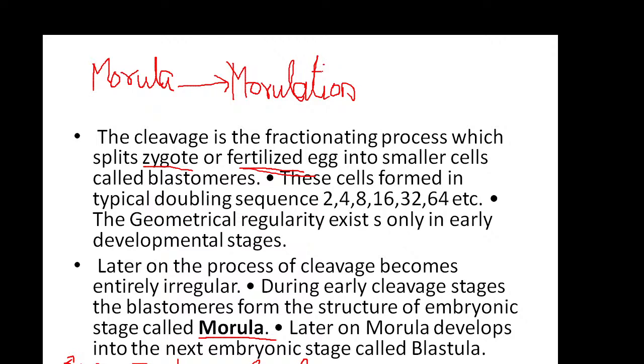So I will summarize in 2-3 sentences. Cleavage is simply the mitotic division which takes place in a fertilized egg or zygote. As a result of cleavage, small cells are formed in the fertilized egg, known as blastomeres. The fertilized egg undergoes further divisions. After a 64-celled stage, the cleavage is so irregular that it results in the formation of a mass of cells.